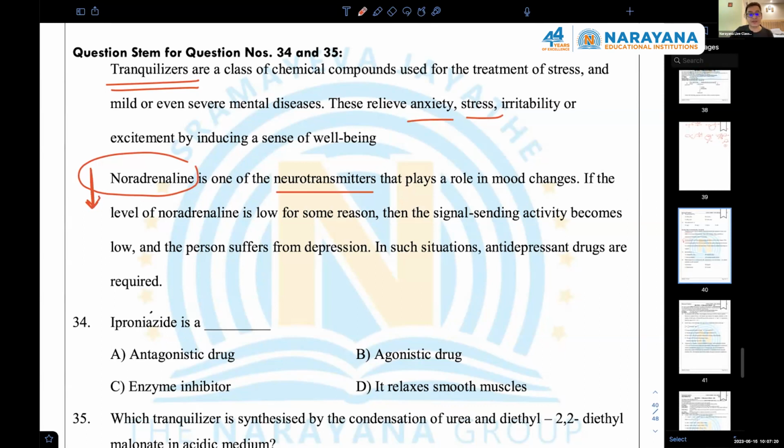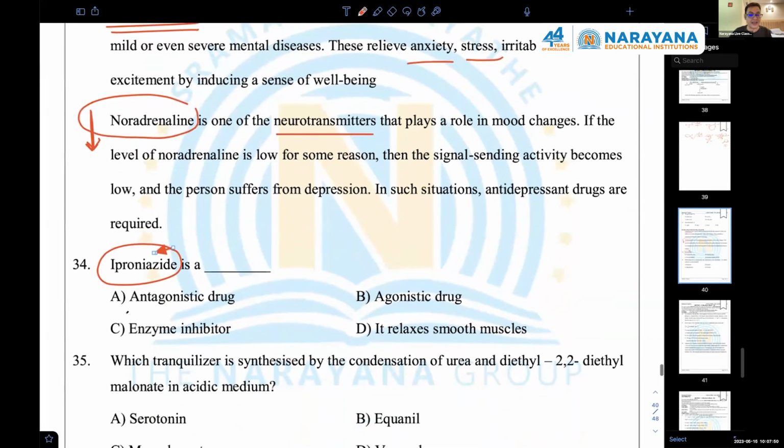So we give these types of medicines, iproniazid. What do these medicines do? They don't increase noradrenaline. The enzyme that is degrading the noradrenaline, they destroy that enzyme, so the body can keep the noradrenaline level. They damage, destroy or inhibit the enzyme which is decreasing the level of noradrenaline. So they are enzyme inhibitors. Iproniazid is an enzyme inhibitor, right?